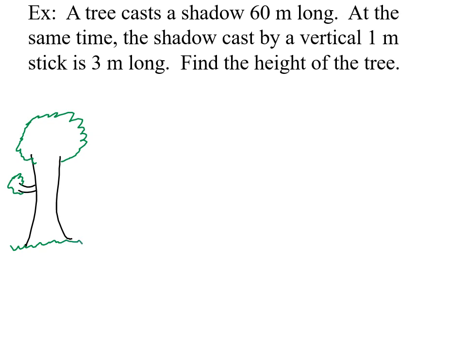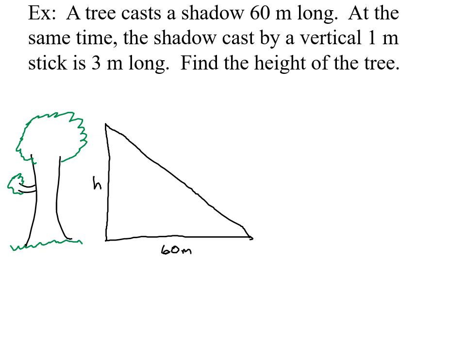We do make one major assumption though, that our trees and our sticks and everything are exactly the same up and down. And so we have a tree that casts a shadow on the ground. The shadow is 60 meters long. So the 60 would be the flat side. The shadow would be on the ground, so it'd be the flat part. The height of the tree is what we're looking for. So I'm going to call that H.